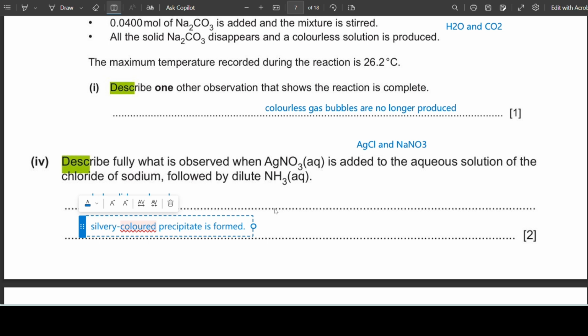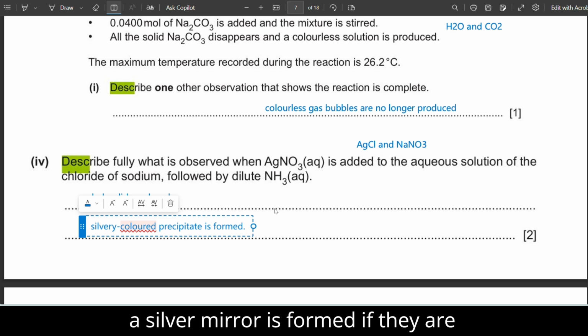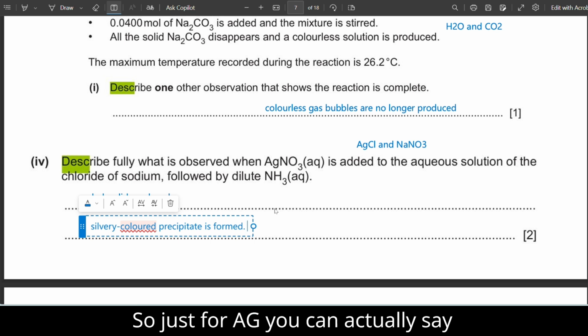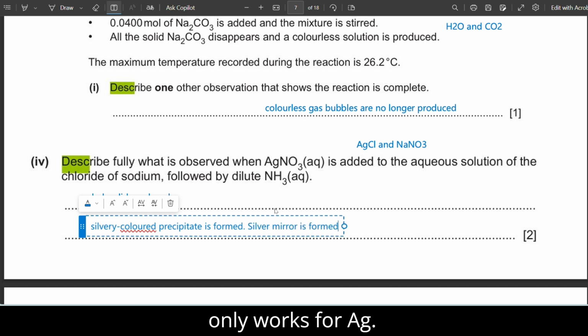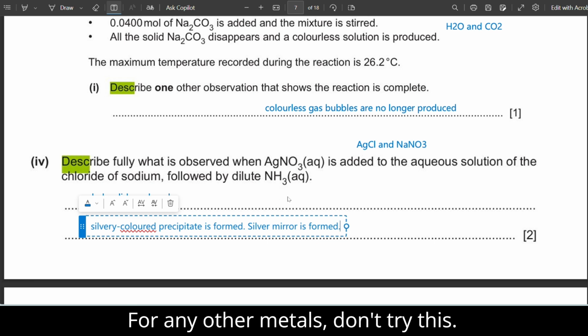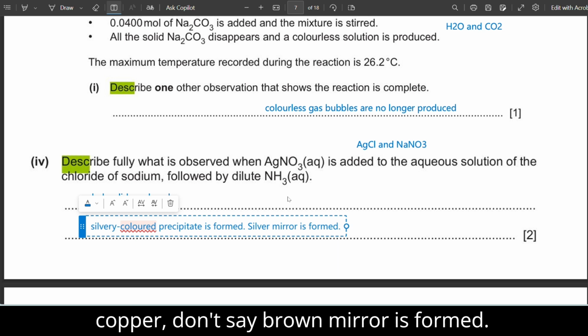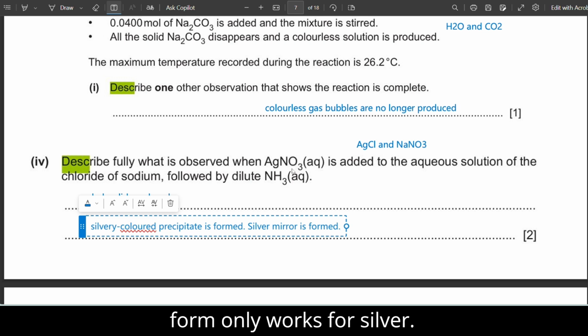And also you may even want to write, in some cases, that a silver mirror is formed, if they are adding the Tollens' reagent. So just for Ag, you can say silver mirror is formed, but this only works for Ag. For any other metals, don't try this. For example, if you are precipitating out copper, don't say brown mirror is formed. No, it doesn't fly. Silver mirror only works for silver.